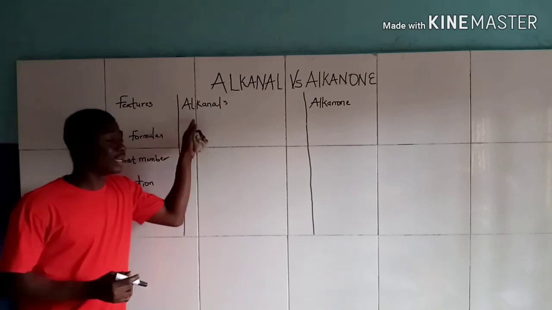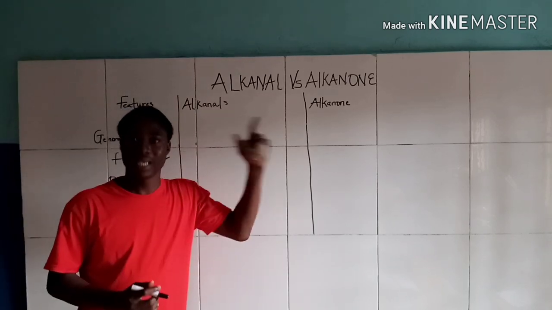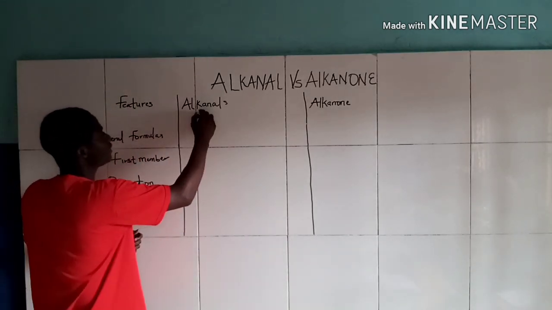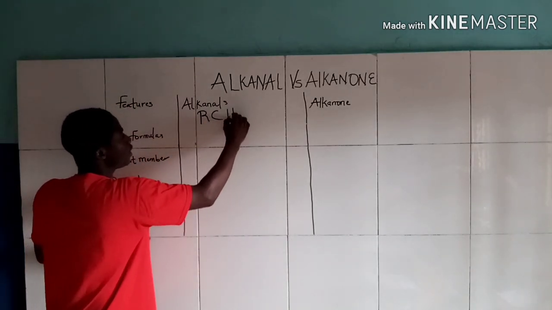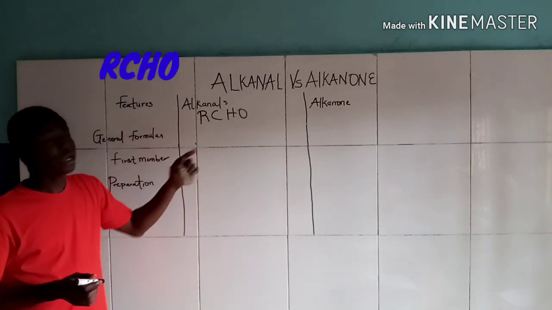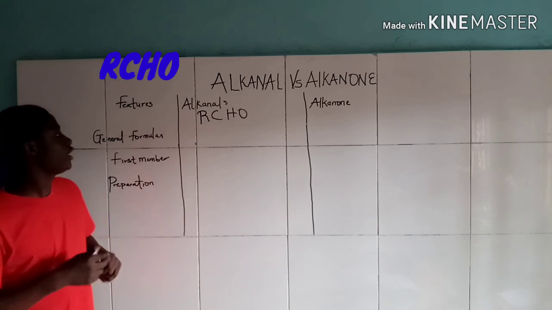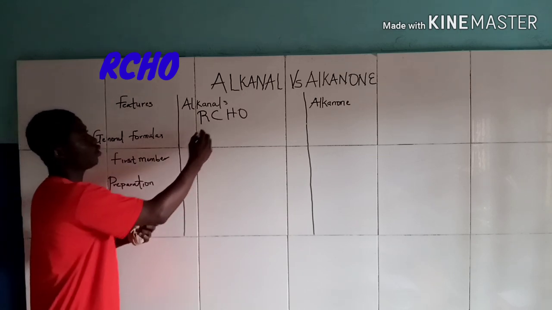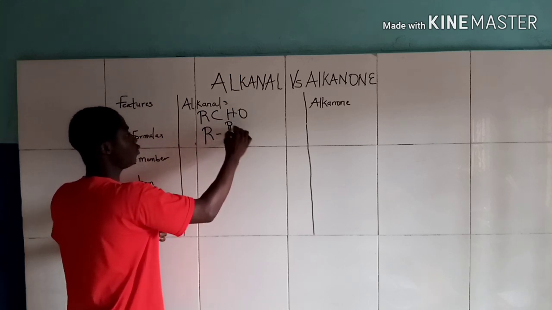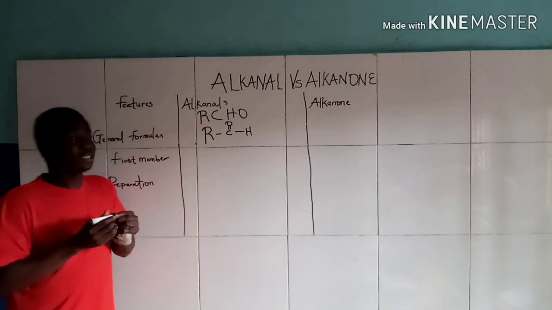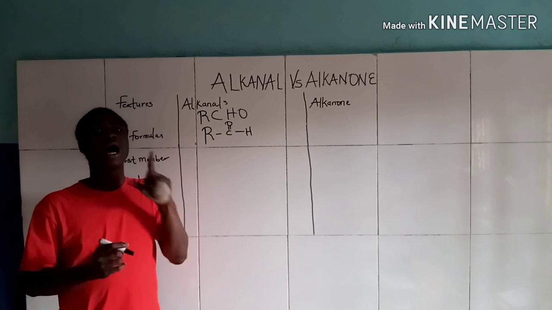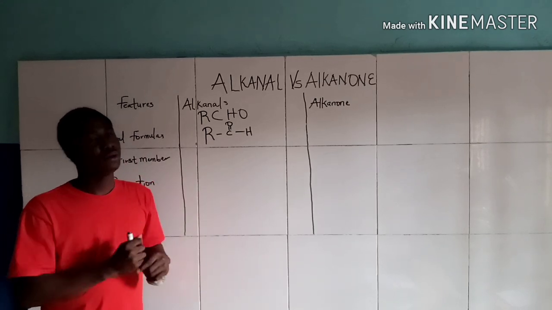Now, alkanals are also called aldehydes. The general formula of alkanals is written like this, RCHO. This is the general formula of alkanals. If we have to draw the structure, it becomes something like this, R-C-O-H. So this is the general formula of alkanals. And remember, alkanals are also called aldehydes.